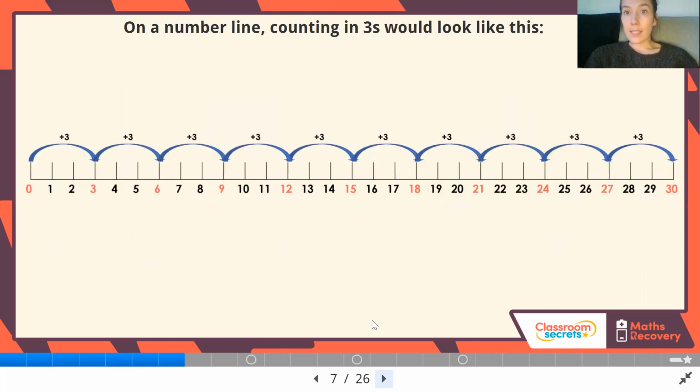Then another representation on a number line, if we're to count in 3's, this is what it would look like. So you're skipping to every third number. So counting up 0, 3, 6, 9, 12, 15, 18, and so on.